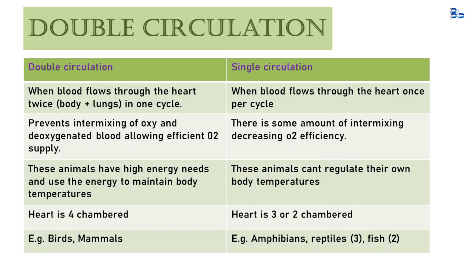So birds and mammals have 4-chambered hearts and are warm-blooded, whereas amphibians and reptiles have 3-chambered hearts. Fishes have 2-chambered hearts, and all these three, the amphibians, reptiles, and fishes, are called cold-blooded animals.